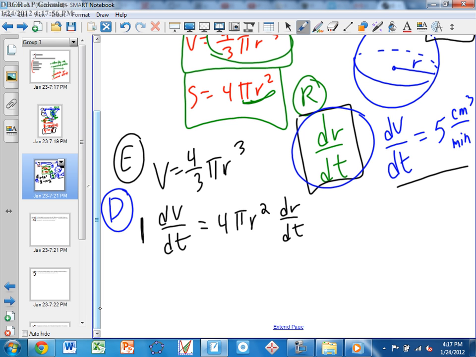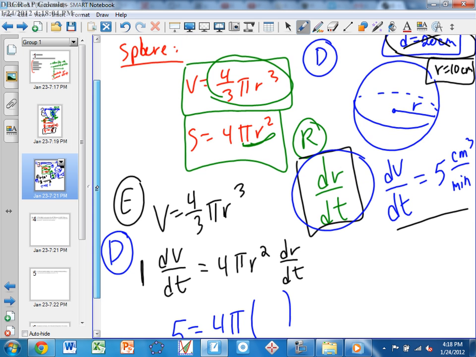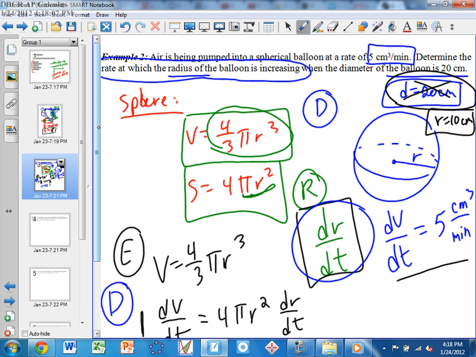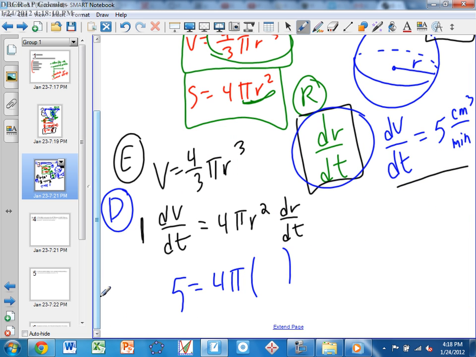Now, with that said, just plug in. You know everything. You know dv/dt is 5. Plug in the 5 over here. You know what the radius is. What was the radius, guys? 10. It was given as 10 here. So plug in the 10 for the radius. I'm sorry, I need units. I apologize. Please yell at me if I don't put units. The radius was 10. Now, dr/dt looks fancy. It's like a variable, guys. Just solve for it. So divide by 4 pi, divide by 10 squared, and solve for dr/dt.